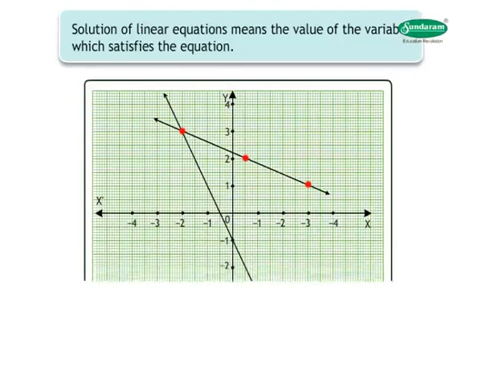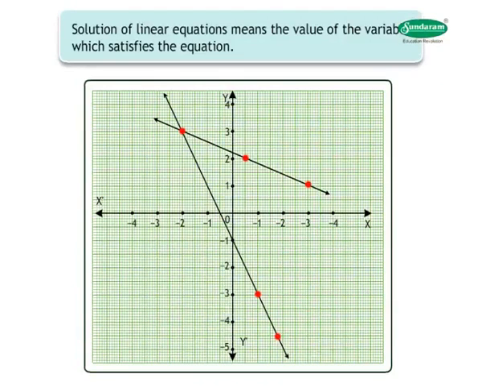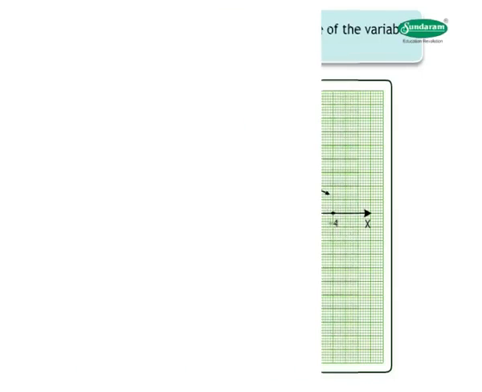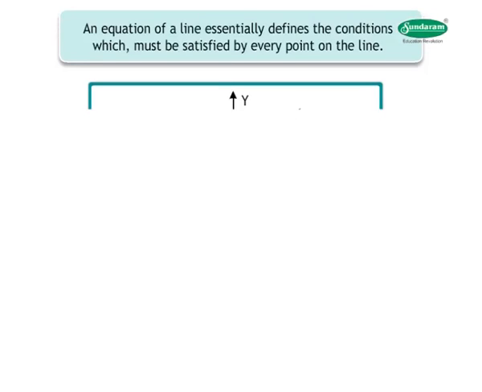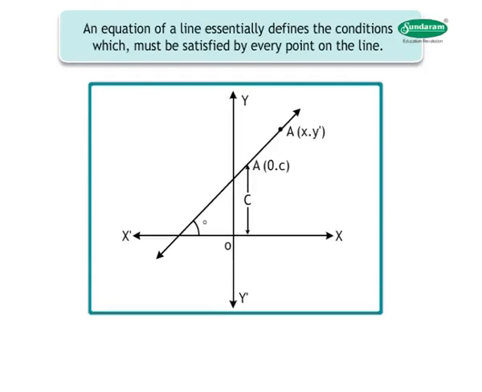Solution of linear equations means the value of the variable which satisfies the equation. In geometry, linear equations in two variables are used for representing lines. Other equations are used for representation of curves also. The point which satisfies the equation lies on that only. An equation of a line essentially defines the conditions which must be satisfied by every point on the line.